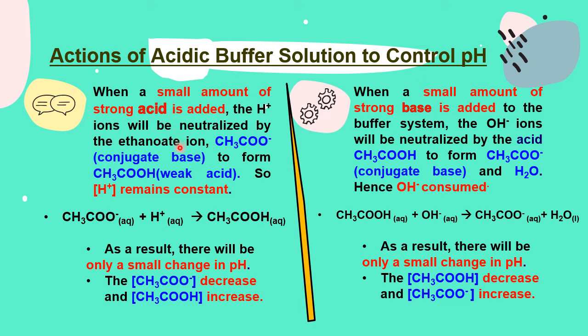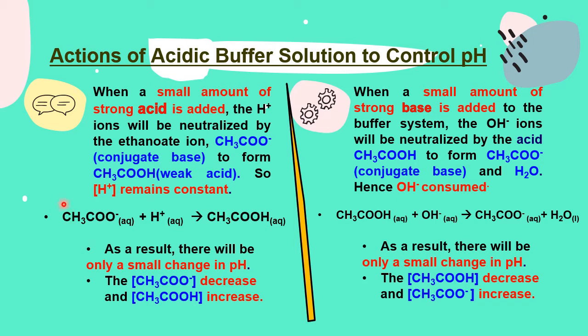So based on the equation just now, the base is the conjugate base, CH3COO negative. So it will react with the H plus and then form ethanoic acid. Due to the formation of ethanoic acid, the concentration of the H plus remains constant because when the strong acid is added, it reacts with the conjugate base and then forms the weak acid ethanoic acid. So as a result, there will be only a small change in pH.